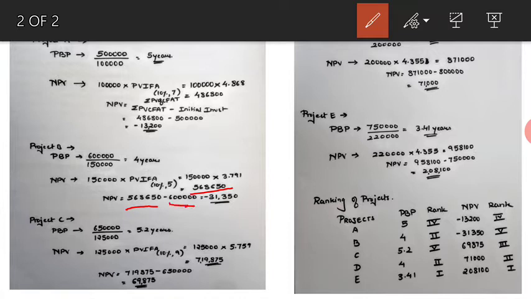Initial investment given to us is 6 lakh. So 5,68,650 minus 6 lakh gives you minus 31,350. So this is the NPV for project B.